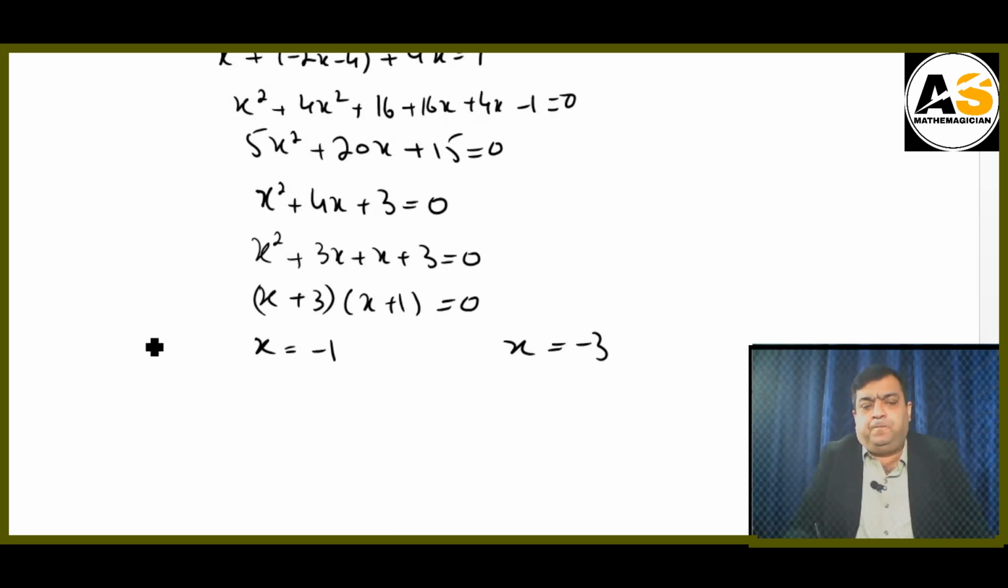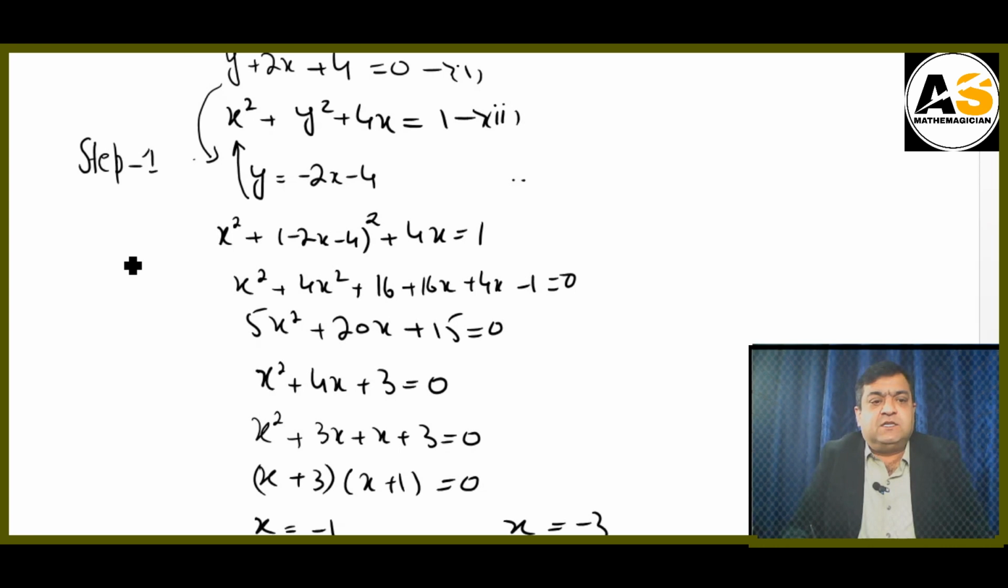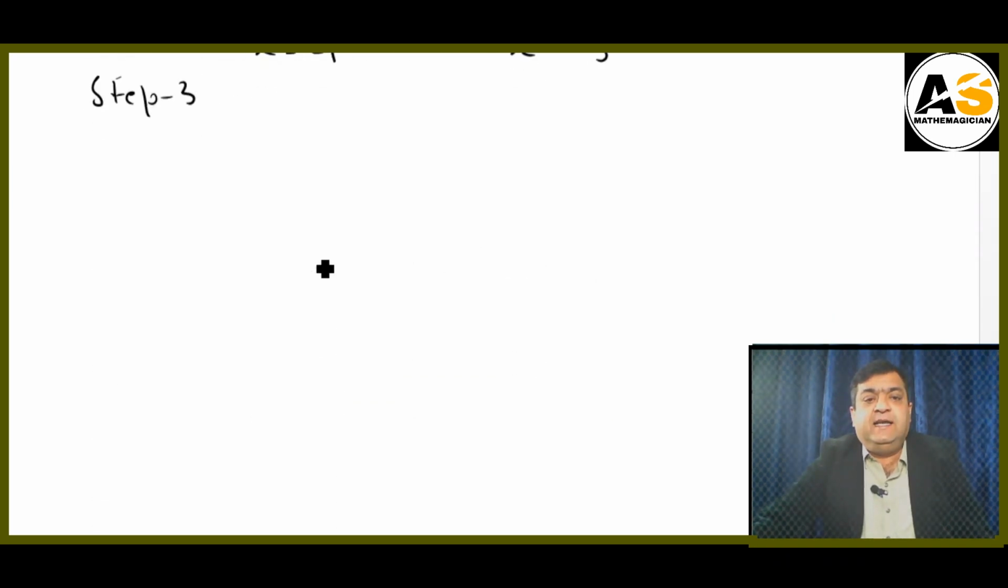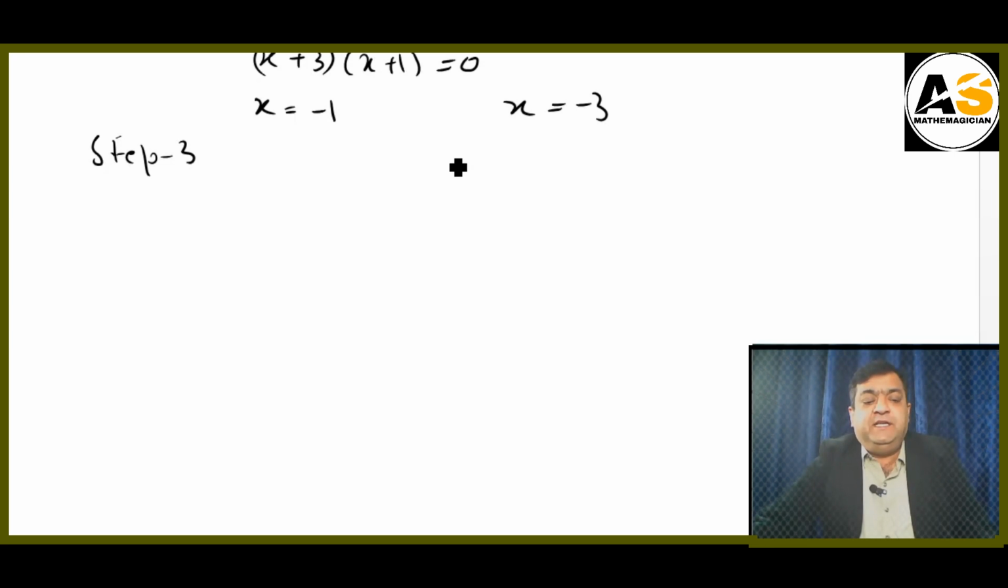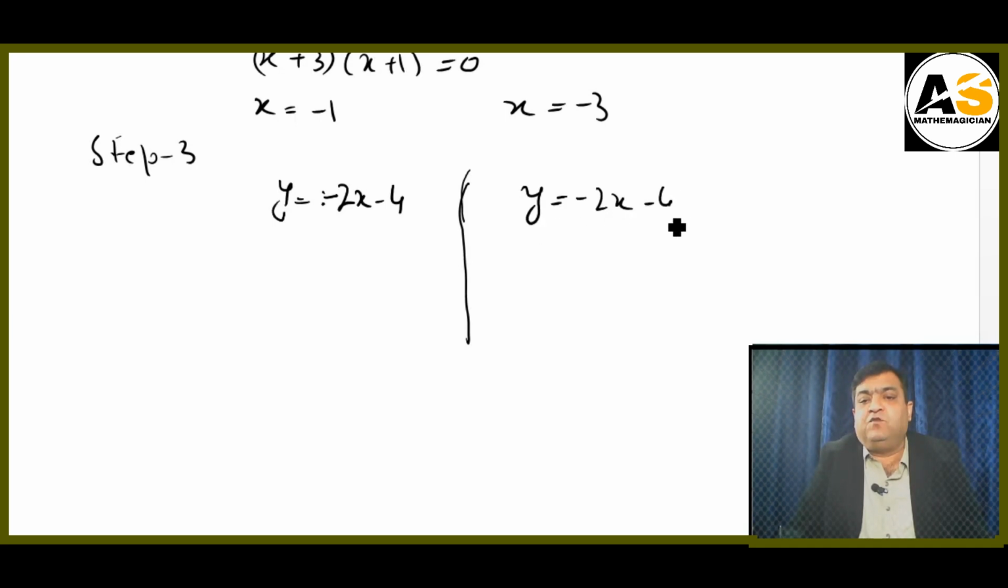This is step 2. In third step, first step was we found the value of y. Second step was we put this value in the quadratic equation and solve that equation to get two values of x. In the third step, we will use these two values of x to get two values of y. These two values of x will be put in the linear equation, which we formed when we wrote y as an explicit function of x. Y is equal to minus 2x minus 4.